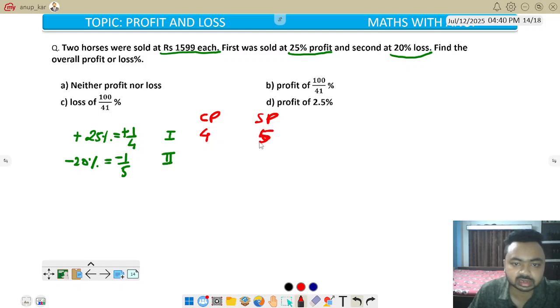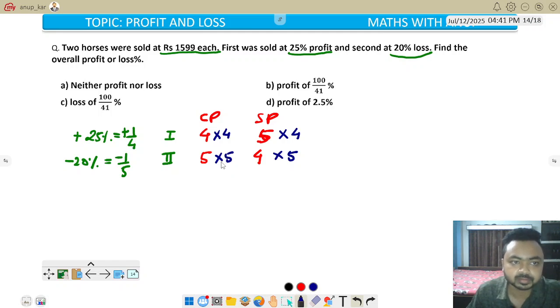All these things I have explained in the last demonstration. And here my cost price will be 5 ratio, and selling price will be 4 ratio. Now as the selling price of both the horses are same, you have to make the selling price be same. How can you make it same? Simply multiply with 4, multiply with 5. Similarly here, multiply with 4, multiply with 5.